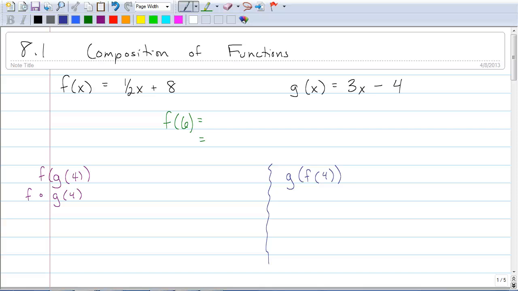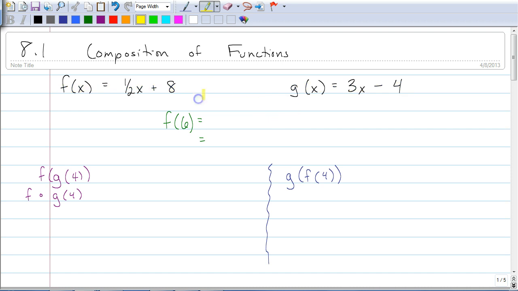Kind of the main idea. In the next lesson, we're going to be learning more about what it means to be finding the composition of functions. But let's just review some things. Notice how in black here I have a couple of equations, like f of x equals 1/2 x plus 8, and here I have g of x equals 3x minus 4.